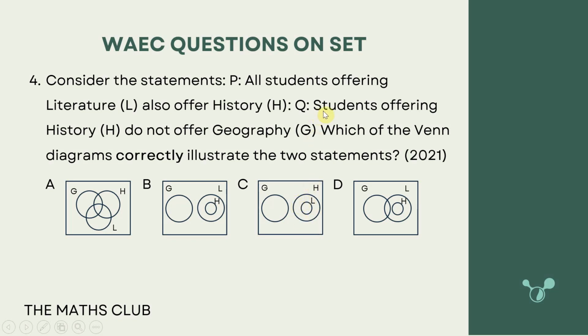Now the Q statement says that students offering history do not offer geography. That means there is no point of intersection between both of them. If there were some people studying both geography and history, we would have a small overlapping portion for them, but in this case there is none, so it has to be disjoint. So at least that gives us the assurance that our answer C is correct.